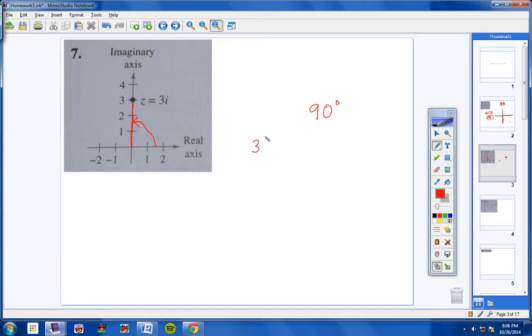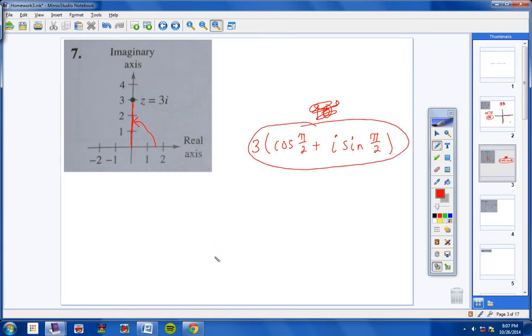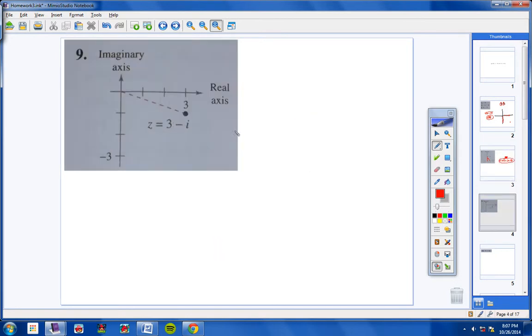That easy. 3 parentheses cosine of 90. Oh, we should use radians. That's the proper way to do it. Cosine of pi over 2 plus i sine pi over 2. There's the answer. Moving on to number 9.